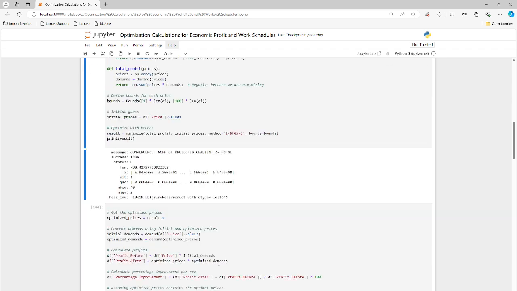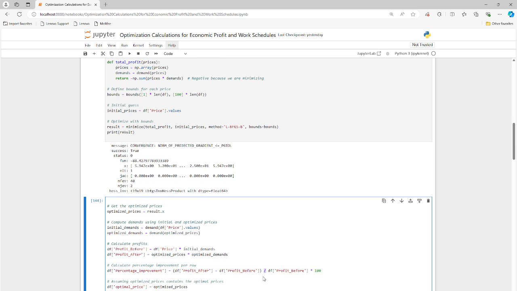Okay, so we have percentage improvement, the after profit, and the profit before times 100. Right, we're taking profit before divided by profit before times 100, and then the profit after is being subtracted from this result right here. Okay, so everything within the curly brackets is done first, and then the division is done after that. Right, so that's the order of operations in the math world, and then we go down to optimize price.